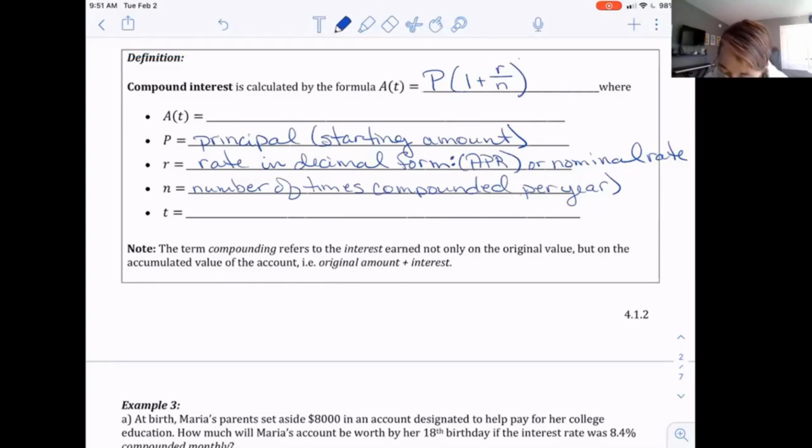Our exponent is going to be N times T, where T is years, so the number of years that you are investing something. So if it's 3 years, but it's compounded monthly, then you're going to have a total of 36 months the interest is being given. So that's why it's N times T. Oh, and the A of T is your amount after T years. So hopefully that formula makes a little bit of sense to you.